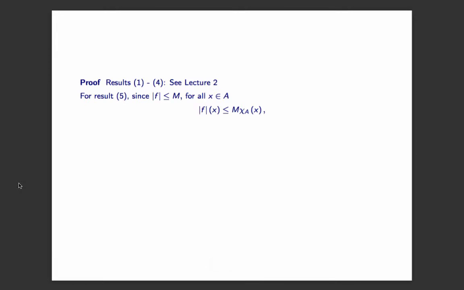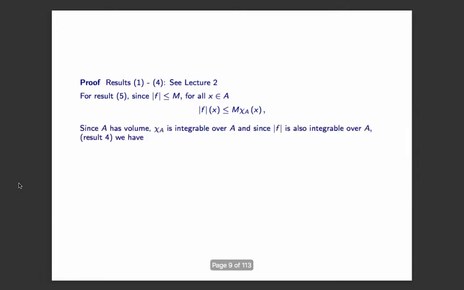Now for result 5, since f is bounded above by M, the absolute value of f as a function of x is less than or equal to M times chi A. In other words, where x is inside of A, the absolute value of f is less than or equal to M, which is of course our assumption. And for x outside of A, the absolute value of f of x, which we're assuming to be extended by 0, is 0, which is equal to M times 0 for x not in A.